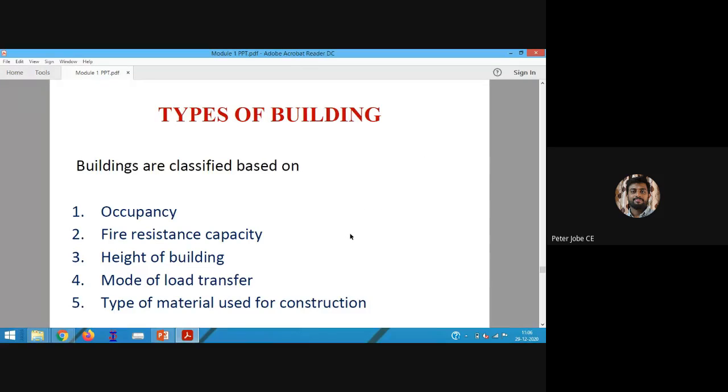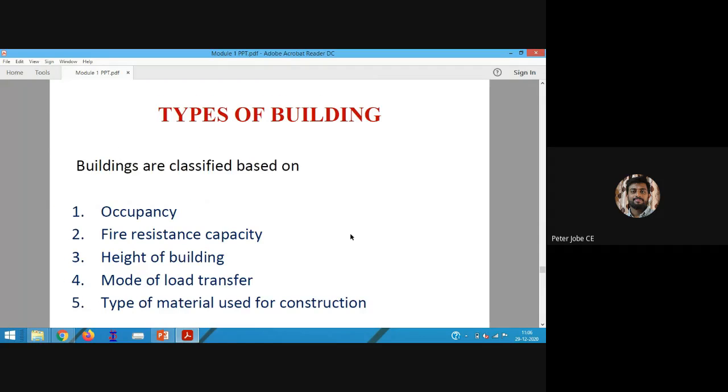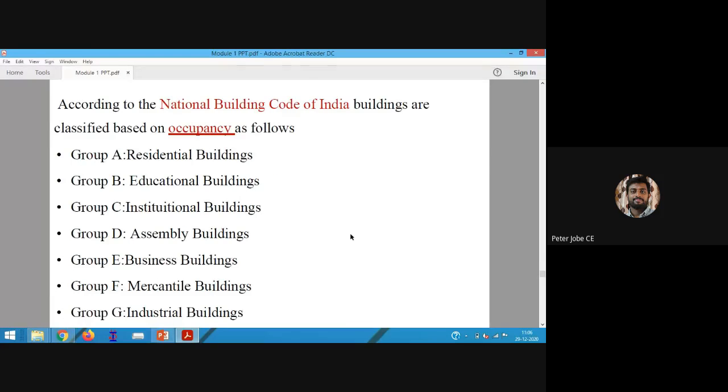Next we are going to discuss the different types of buildings. First of all, you need to understand that buildings are classified based on occupancy, fire resistance capacity, height of the building, mode of load transfer, type of material used for construction, etc. According to the National Building Code of India, the first classification is based on occupancy. Next is fire resistance capacity, then height of the building, mode of load transfer, and type of material used for construction.